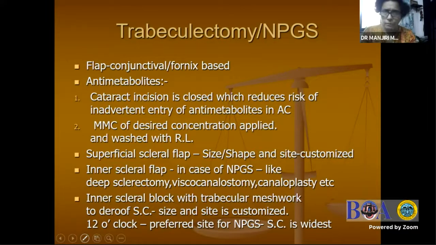An inner scleral flap, in case of non-penetrating glaucoma surgeries like deep sclerectomy, viscocanalostomy or canaloplasty, is taken after this. And then in case of trabeculectomy, an inner scleral block with trabecular meshwork to de-roof Schlemm's canal, size and site also can be customized at 12 o'clock. And for NPGS also, this superior approach is desirable because Schlemm's canal width is widest at this position.